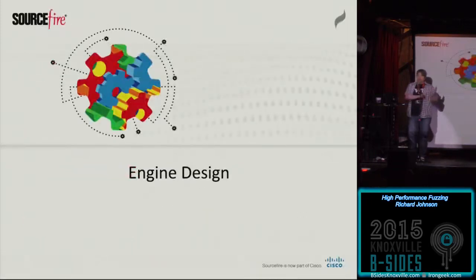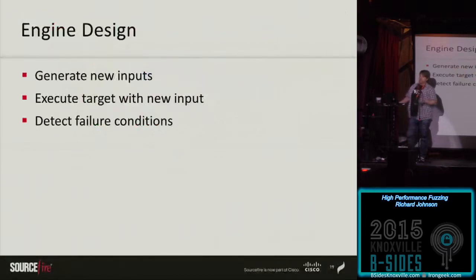So now we've isolated part of the programs that we want to target. We've thought a little bit about the inputs that we want to manipulate to begin with. The next thing to think about is how are we going to manipulate those inputs? And that comes down to the engine design. About 5-6 years ago, if you thought about what goes into a fuzzing engine, you might have thought, well, we generate the new inputs, then we execute the target with the input, and then we see if it crashes, right?